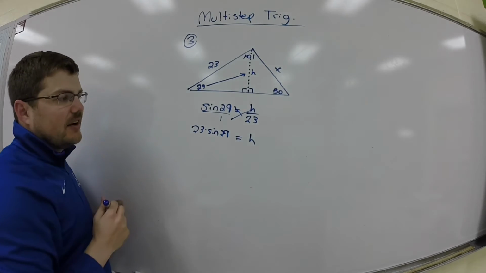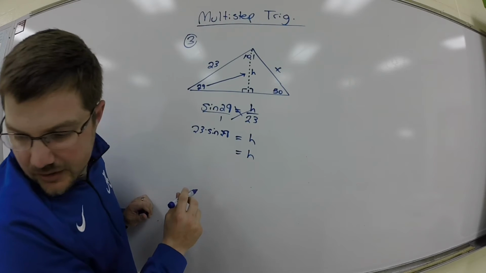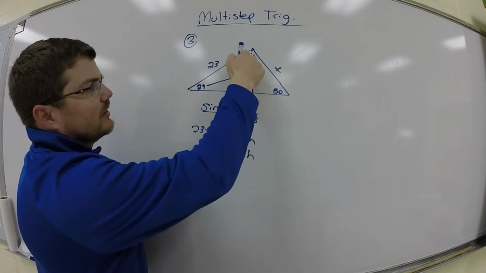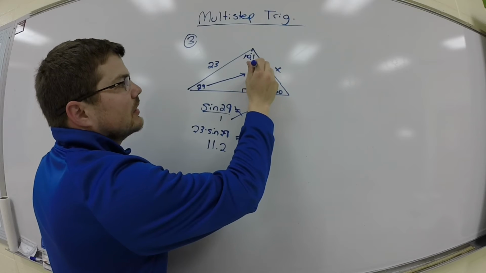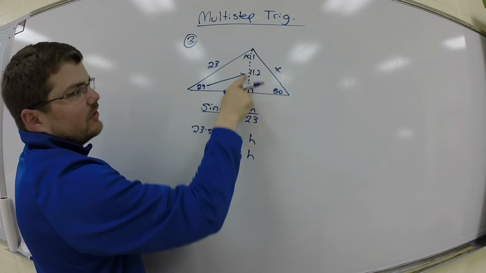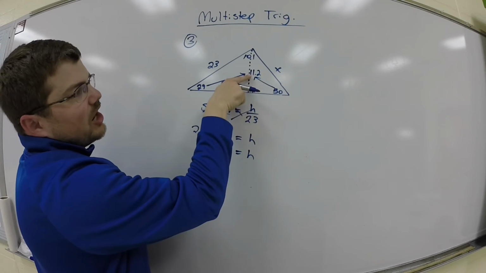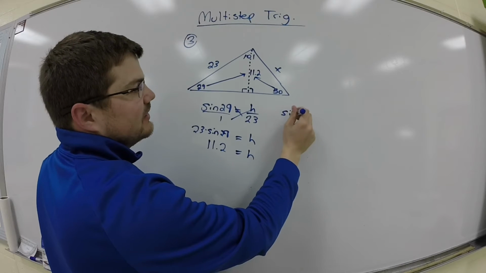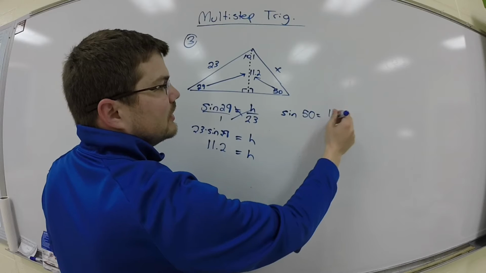Okay, so let's put that in the calculator and round to the nearest tenth. To the nearest tenth we get 11.2 for this side. All right, so 11.2. Now we're going to use this triangle. We have 50 for theta, and this will be opposite over hypotenuse, so we'll do sine again. So sine 50 equals 11.2 over x.